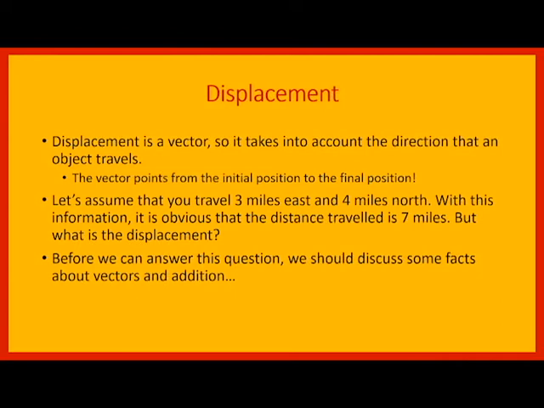In terms of physics, distance is essentially measured as a scalar quantity. It is an amount and a unit, but it doesn't include any direction. It doesn't take into account where you started or where you stopped. Displacement, on the other hand, takes those things into account. And because it takes those things into account, we can use it to measure things about how objects move, because it accounts for the direction as well. So displacement is a vector, and it takes into account the direction that you travel. And that vector always points from your initial position to your final position.